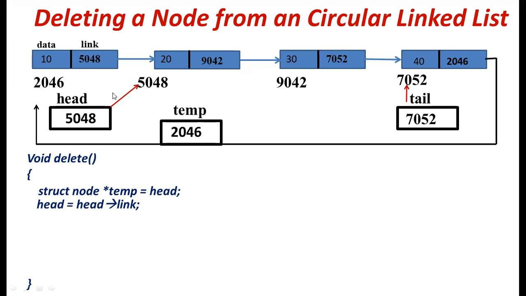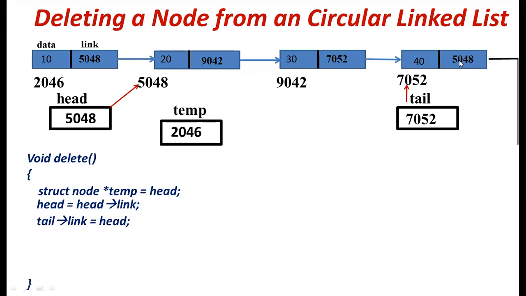Now what we have to do? We have to bring this particular pointer pointing to the first node. What is our first node? 5048, not 2046. So we have to place tail to link is equal to head value. The head value is 5048. So 5048 will be placed here. Now the connection will be like this.